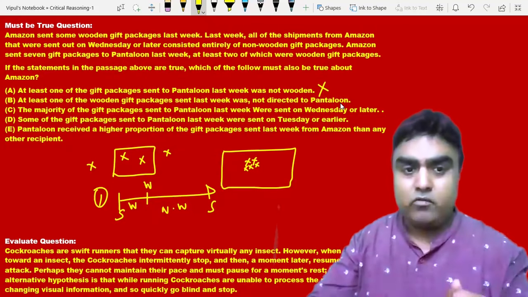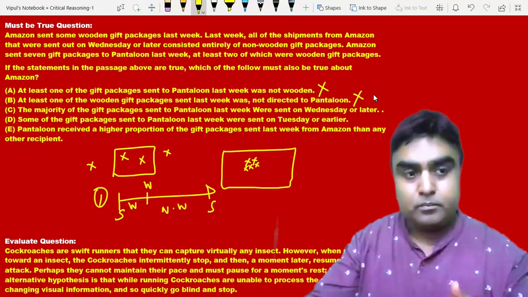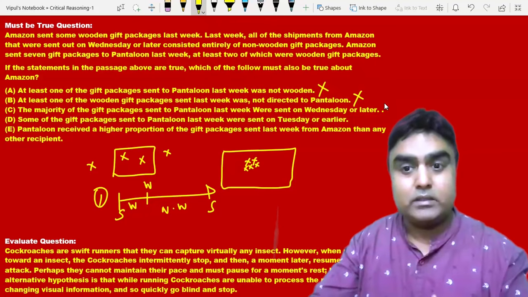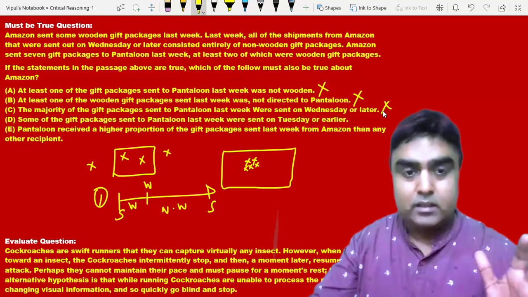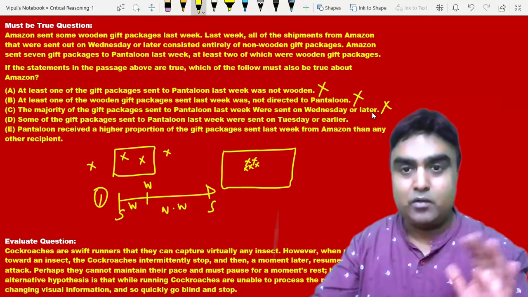At least one of the wooden gift packages sent last week was not directed to Pantaloon. Even from the passage, I can't work that out. The majority of gift packages sent to Pantaloon last week was sent on Wednesday or later. I have no idea. Wednesday was non-wood जा रहा है, तो ज़्यादा है कम है, majority है minority है, I'm not aware of it.